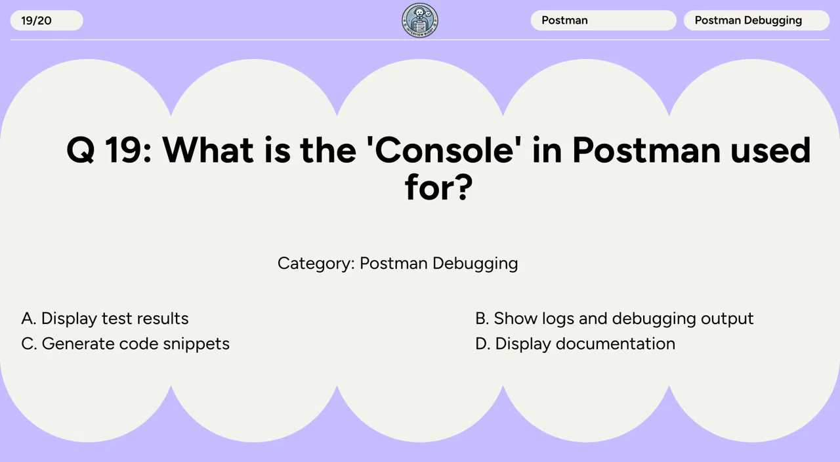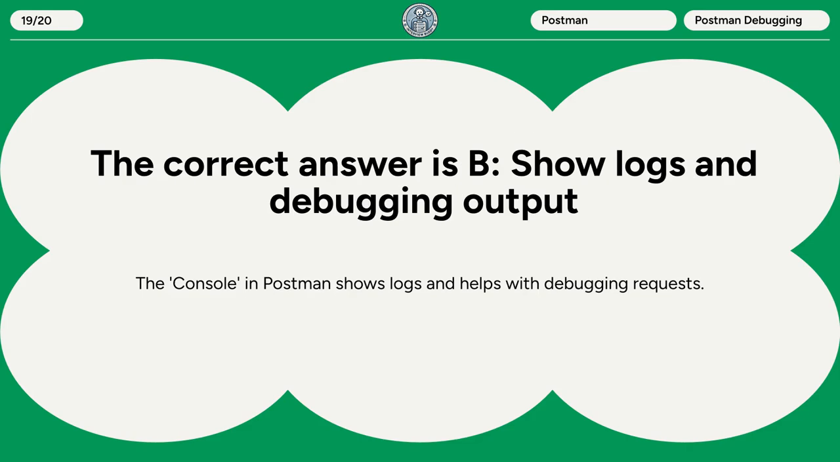Question 19. What is the console in Postman used for? A. Display test results. B. Show logs and debugging output. C. Generate code snippets. D. Display documentation. The correct answer is B. Show logs and debugging output. The console in Postman shows logs and helps with debugging requests.